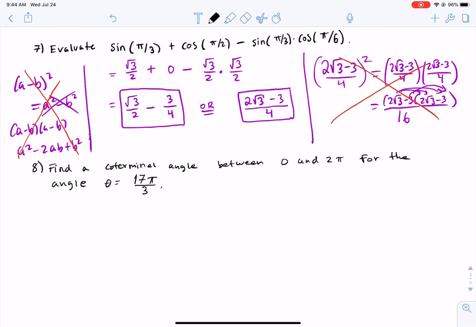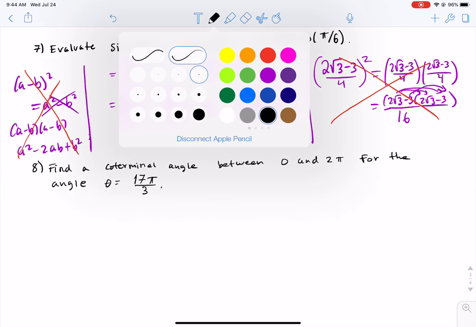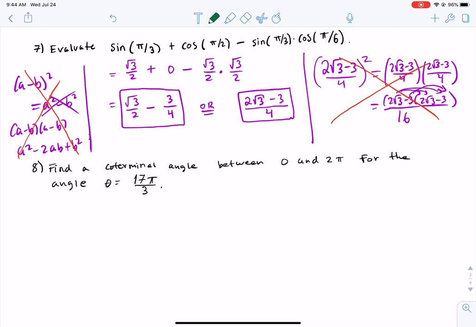So 17 pi over 3. 2 pi is equivalent to 6 pi over 3, and we want the same denominator, 3, as the original one. How many 6 pi over 3 are going to be here? 2. So 6 pi over 3 plus 6 pi over 3 makes 12 pi over 3, plus 5 pi over 3. But it's not enough to make another 6 pi over 3.